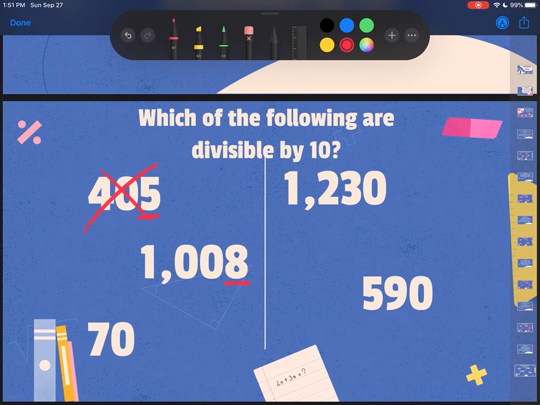1,008 has an 8 in the ones and needs a 0, so that wouldn't be divisible by 10. 70 has a 0 in the one spot, so 70 would be able to be evenly divided by 10. 1,230 has a 0 in the ones, so it would be able to evenly be divisible by 10. And 590 also has a 0 in the ones, so it would be able to be divided by 10.